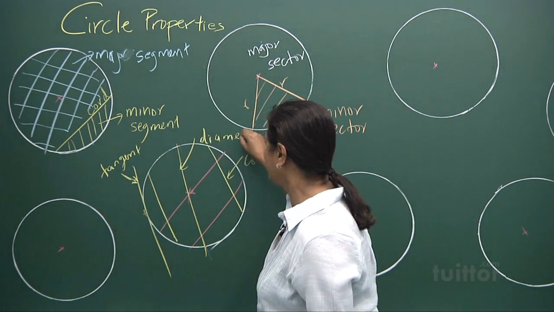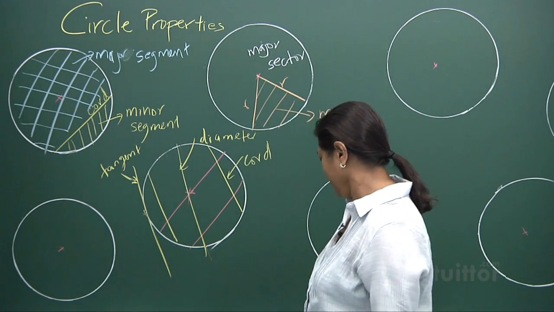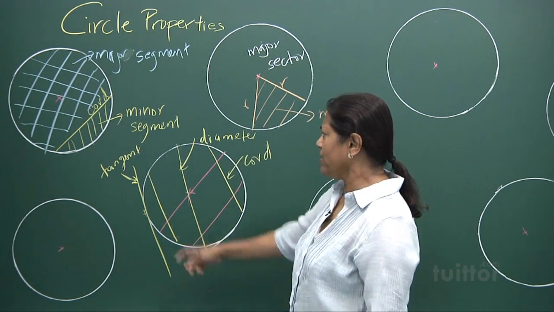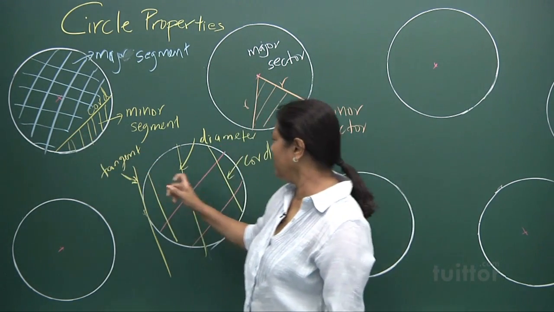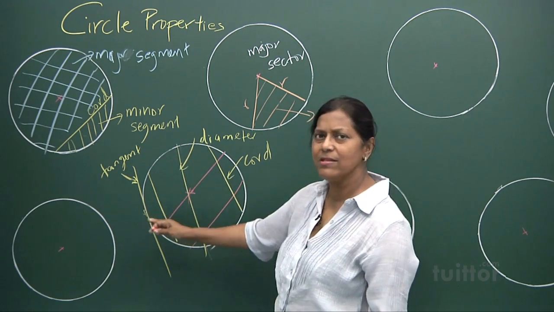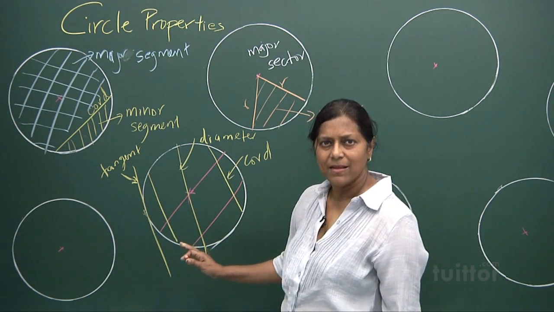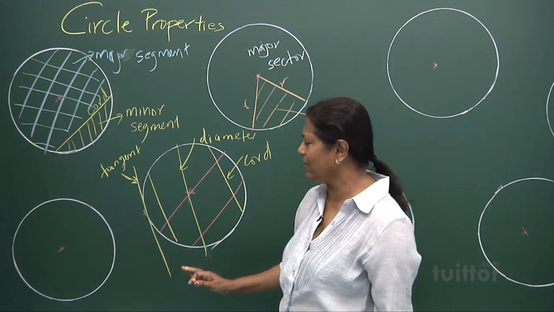Now, get these vocabulary right. With a sector, a segment, chords, tangents, diameters, I hope that the definitions are clear.